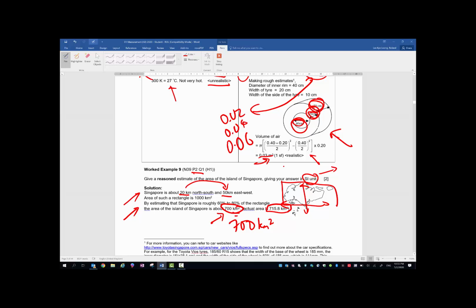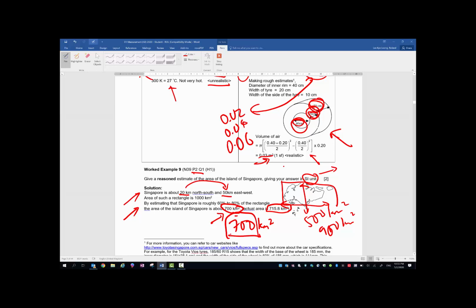But once again, I can assure you that if your answer is maybe, I mean you may not know this that well, especially if you're not a Singaporean. If your answer is maybe even up to 500 square kilometers, 900 square kilometers, you will still get the mark. Don't think that it has to be as close to the real value as possible. No, because as long as the order of magnitude is correct, you'll get the marks.